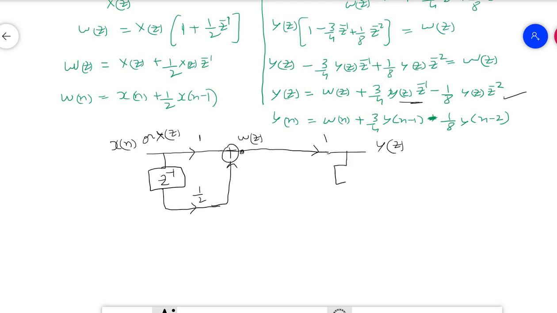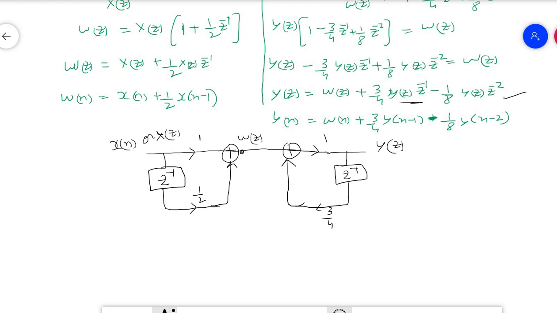It means z minus 1 multiplied with this one. Then after that, the 3 by 4 y(z) z minus 1. Okay, this is 3 by 4, and take the adder here and like that.